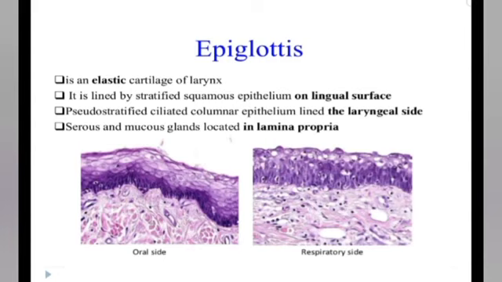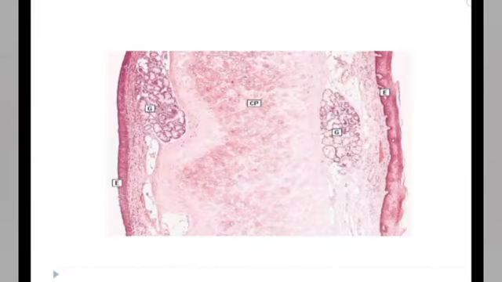Epiglottis is an elastic cartilage of the larynx. It is lined by stratified squamous epithelium on the lingual surface and pseudostratified ciliated columnar epithelium on the laryngeal side. Serous and mucous glands are located in the lamina propria. So this is the diagram. This is the microscopic picture of the epiglottis.